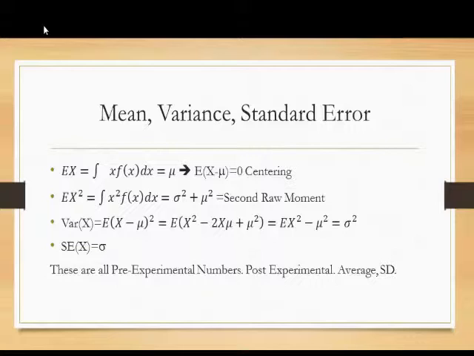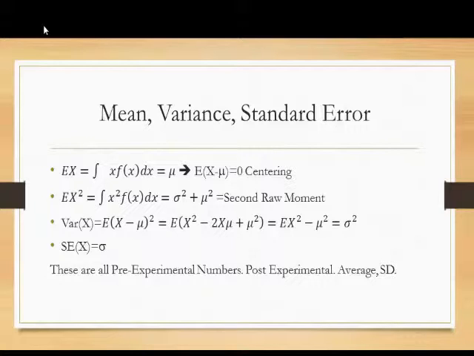Basically, when you subtract the mean from a variable, that's called centering. So if x has mean mu, then x minus mu is the centered variable, and the mean of the centered variable is 0. So the moments of the centered variable are the central moments, and the moments of the original uncentered variable are the raw moments. So the variance of x is the second moment of the centered variable.